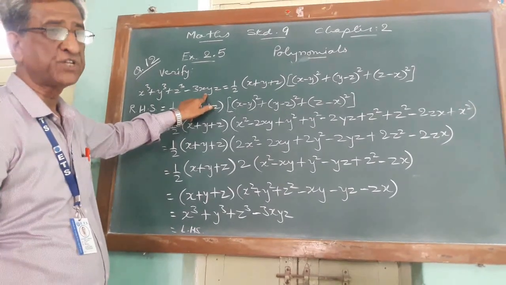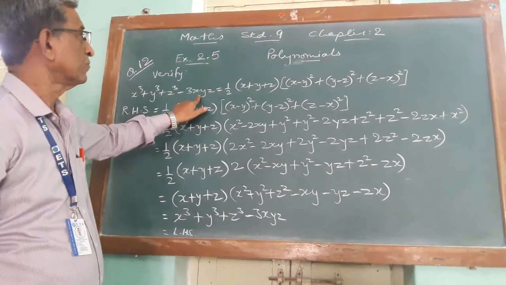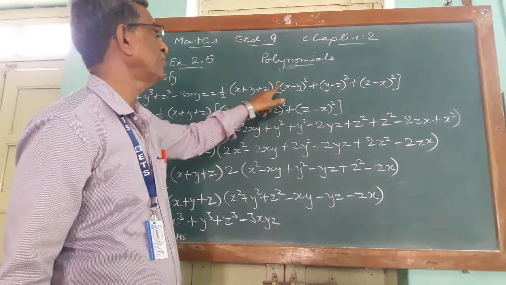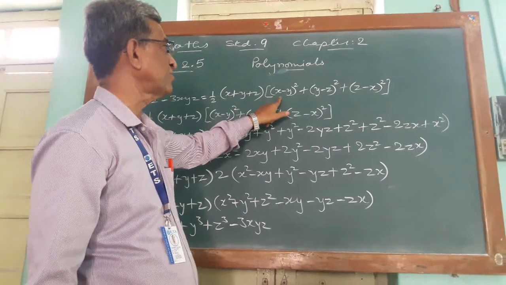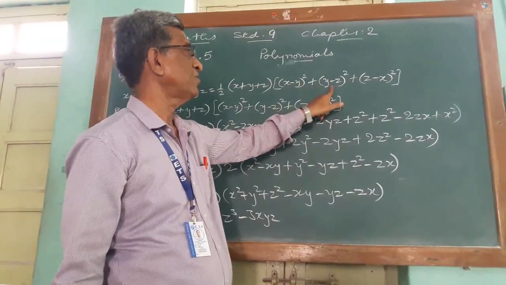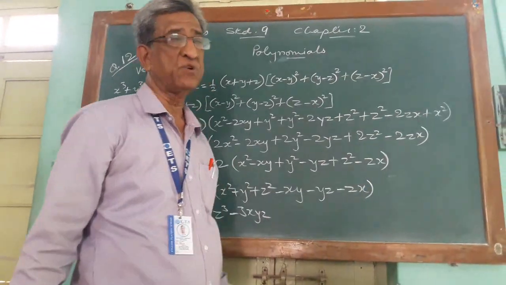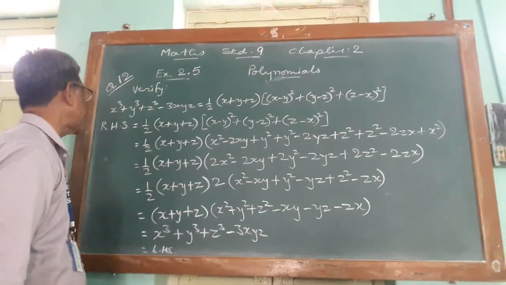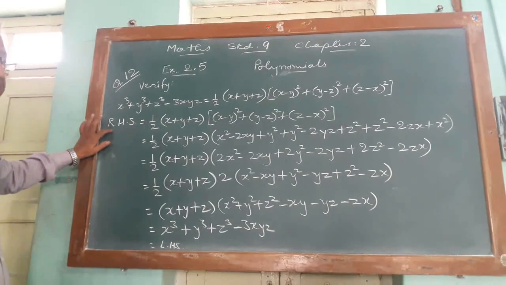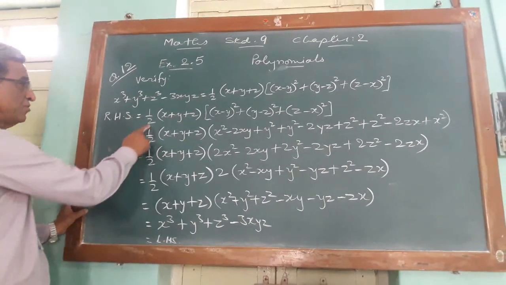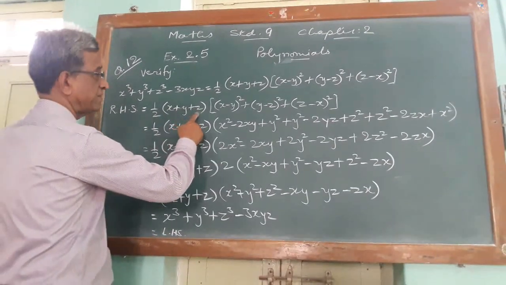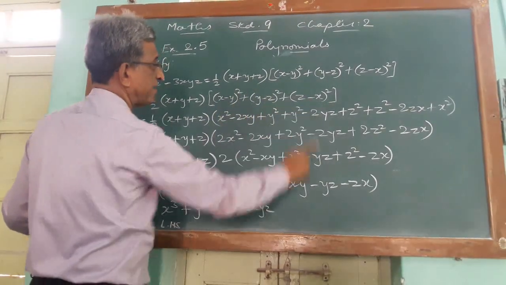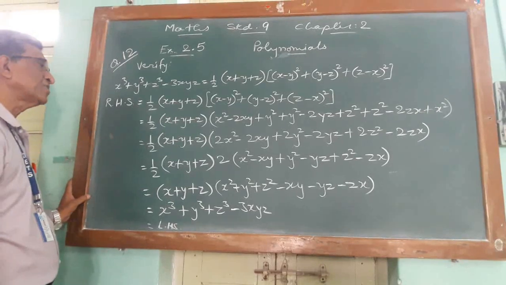Just now we have used this formula in the previous sum. It equals 1 upon 2 (x plus y plus z) into another bracket (x minus y whole square, y minus z whole square, z minus x whole square). Now, as you have to verify, start with RHS, right hand side: 1 upon 2 (x plus y plus z), (x minus y whole square, y minus z whole square, z minus x whole square).